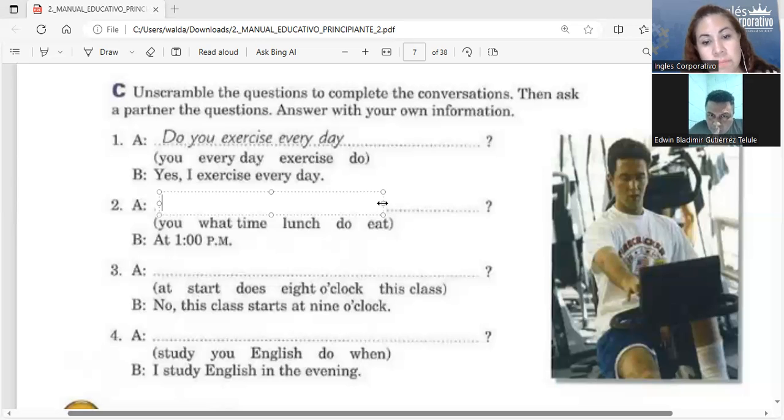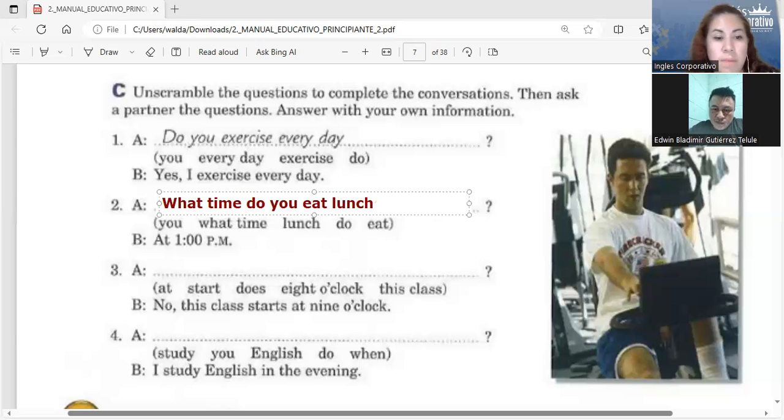Next question. What time do you eat lunch? Do you eat lunch? Eat lunch. Good. What time do you eat lunch? Excellent. Bravo. Next.